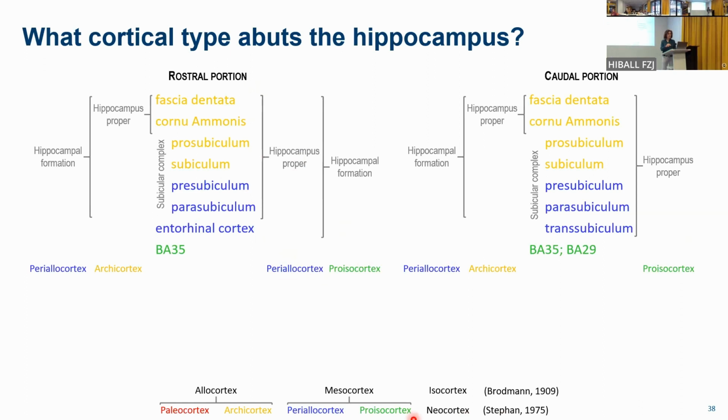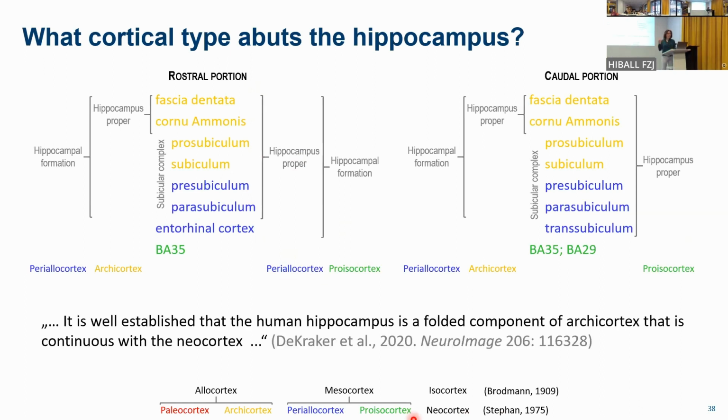I want to go one more slide, I think. So if we go back to this reference here, because the authors have stressed that the hippocampus is a folded component of archicortex, this means they're taking the conservative view that the hippocampus is only composed of cornu ammonis and of fascia dentata. So then they can't say that it abuts the neocortex, okay? They should have written that it abuts the archicortex.